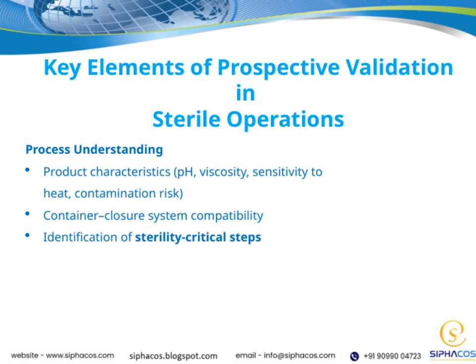Next, we need to consider the compatibility of the container closure system. It's essential that the container and closure work seamlessly together to maintain sterility and prevent leaks or contamination throughout the product's shelf life. We also have to identify the sterility-critical steps in our process. These are the points where any deviation could compromise the sterility of the product, so understanding and controlling these steps is key to successful validation.